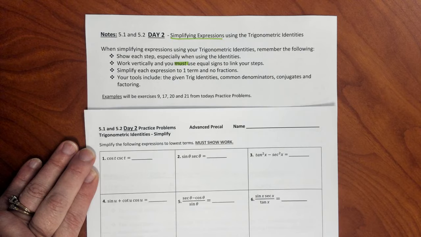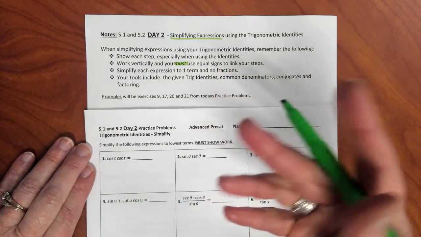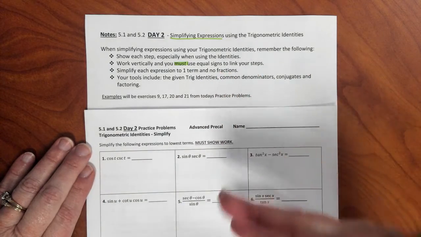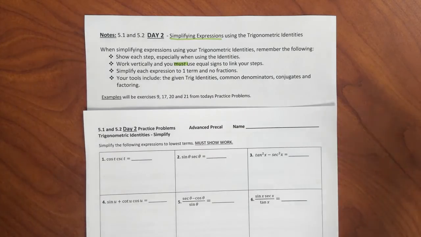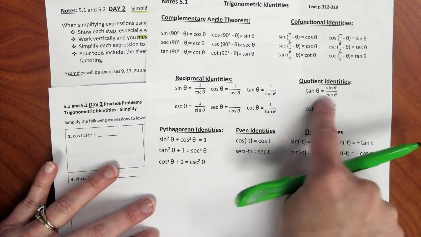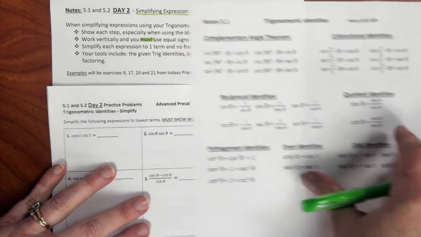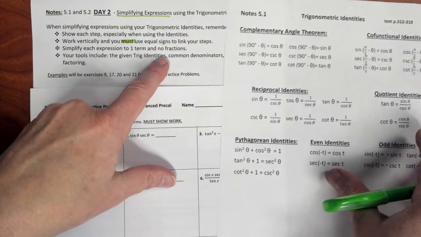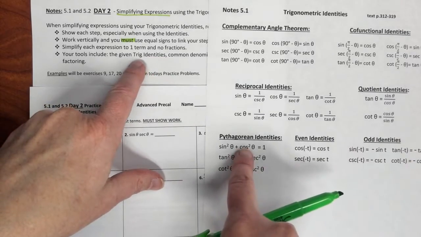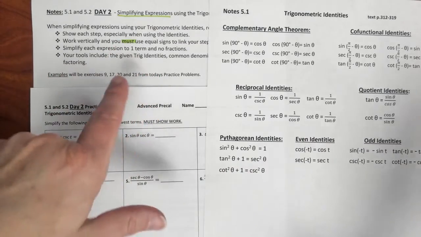And I'm going to make it a little bit easier. We have all of the problems organized such that you're going to simplify to one term. No fractions. Don't leave something as 1 over cosine; write it as secant. If you're using any of these, you're never going to leave an answer in fraction form. If you get sine over cosine, you write it as tangent. You never leave a fraction. But it will all simplify to one term. It may be cosine squared, a square term, but it will be one term.